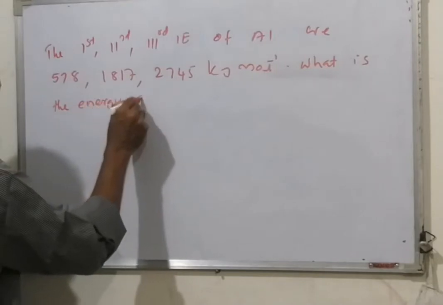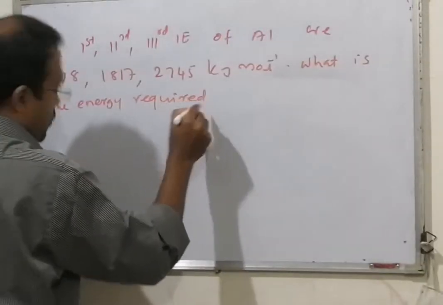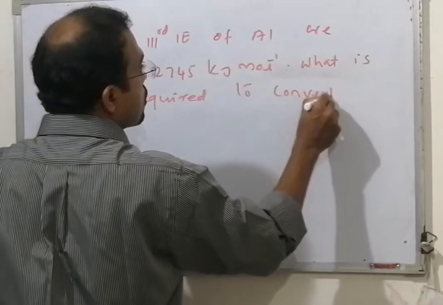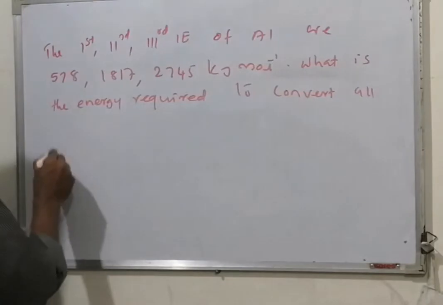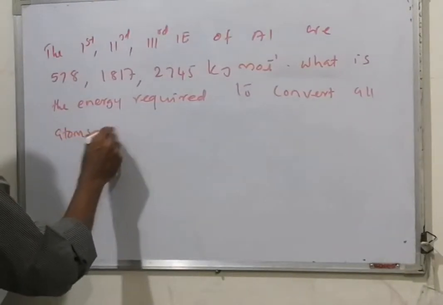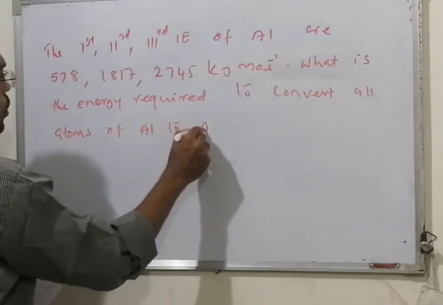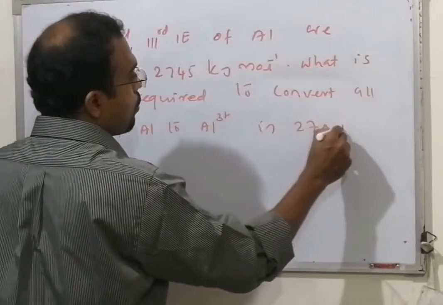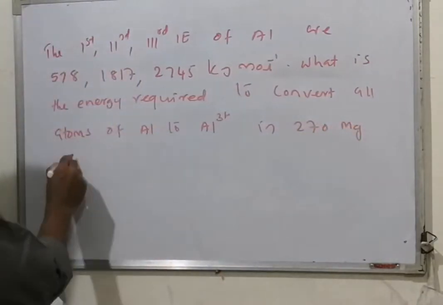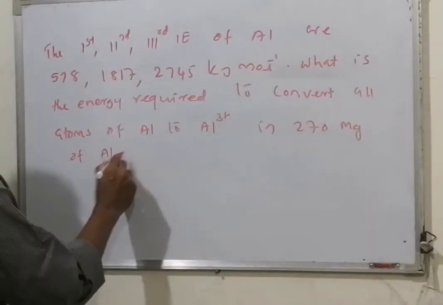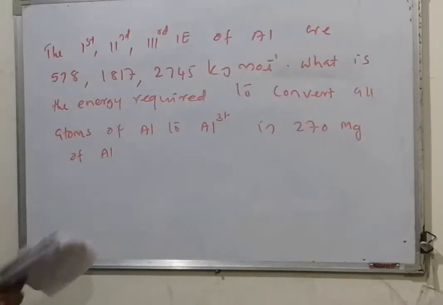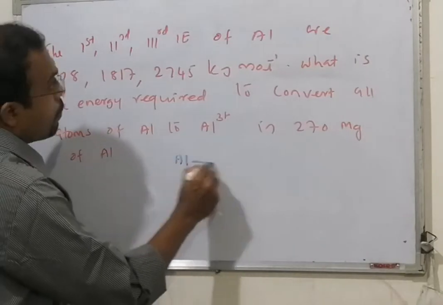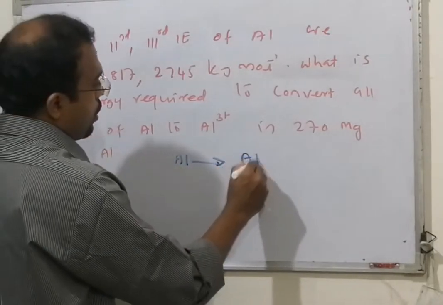to convert all atoms of aluminum in 270 milligram of aluminum vapor into Al3 plus? Okay, they are asking you what is the total energy for converting aluminum to Al3 plus.